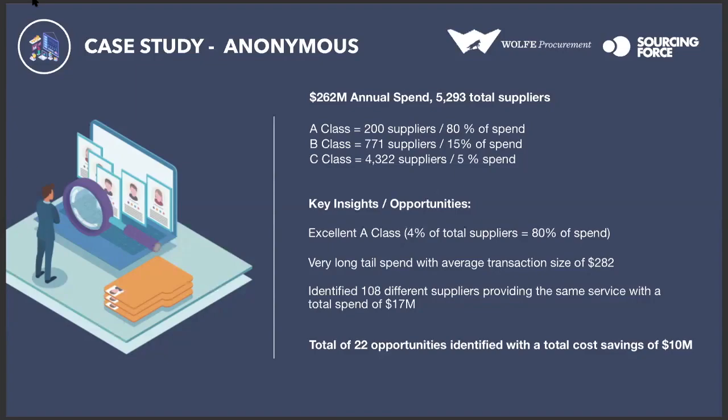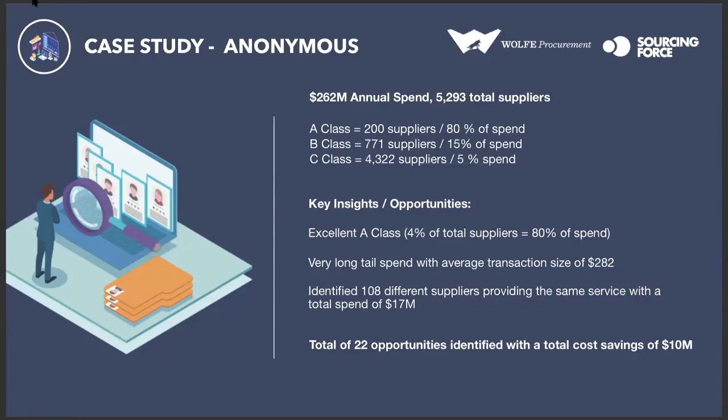Some of the key insights and opportunities that we drove through this data: number one, an excellent A-class. They already started with 4% of their total suppliers accounting for 80% of the spend, which was great. However, they had a very long tail spend with an average transaction size of $282. One of the significant findings was we identified 108 different suppliers providing the same service with a total of $17 million in spend, which was a huge opportunity to go out to the marketplace. We reduced that from 108 different suppliers down to 3 preferred suppliers and generated a little over 30% in savings for that specific service.